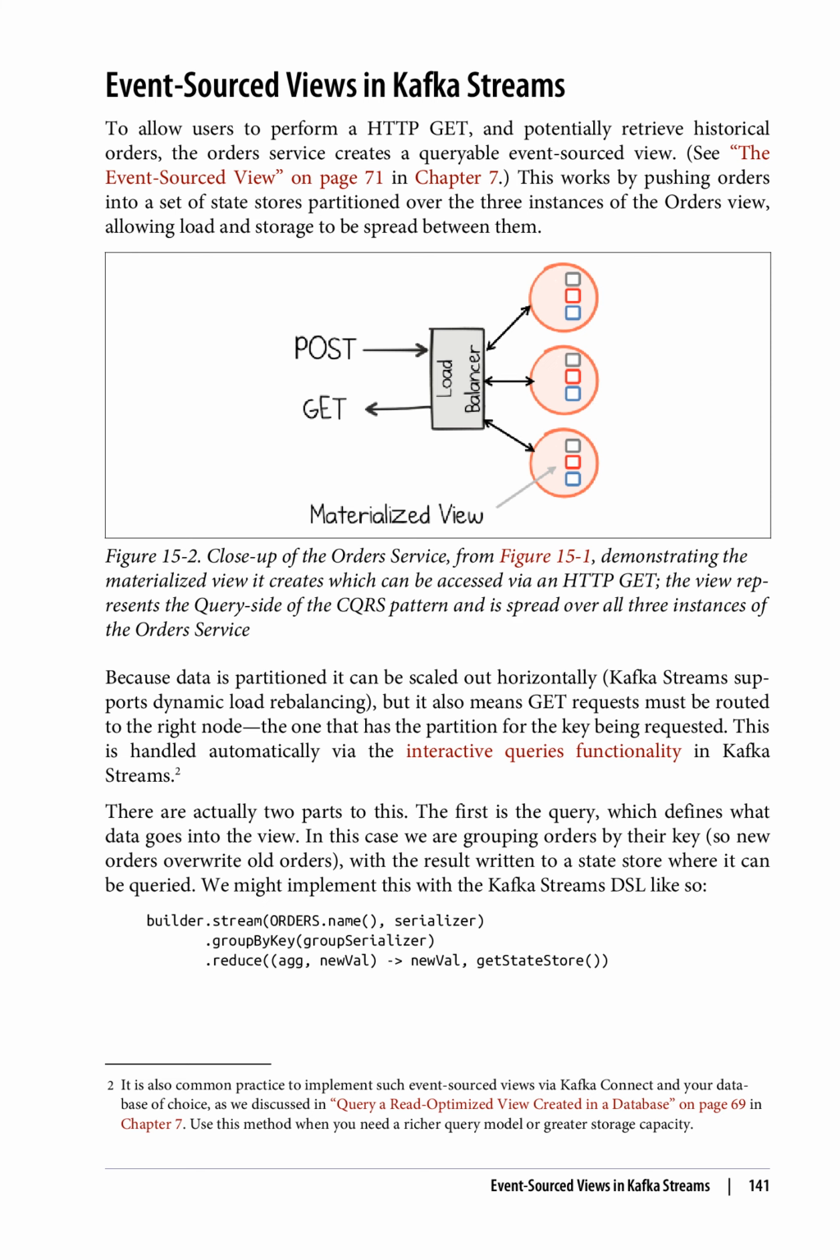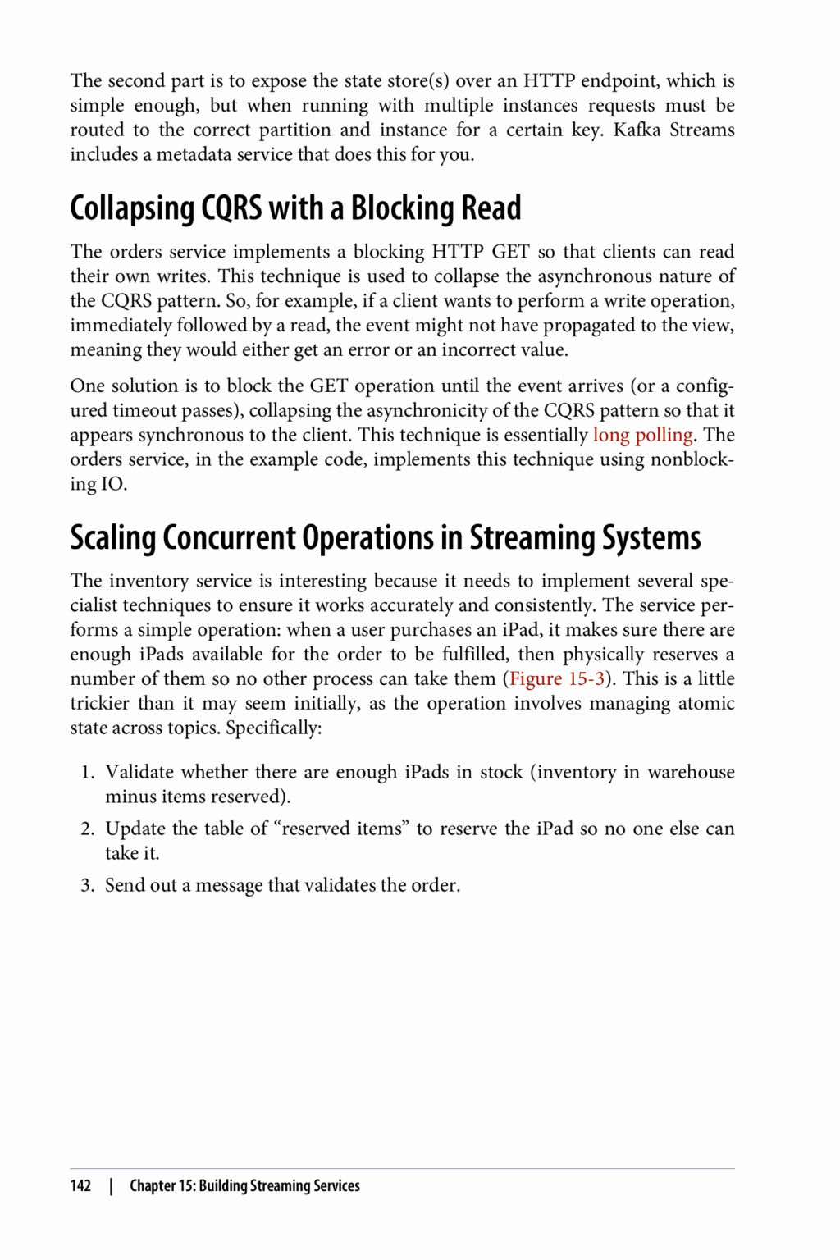There are actually 2 parts to this. The first is the query, which defines what data goes into the view. In this case, we are grouping orders by their key, so new orders override old orders, with the result written to a state store where it can be queried. We might implement this with the Kafka Streams DSL like so. The second part is to expose the state stores over an HTTP endpoint, which is simple enough, but when running with multiple instances, requests must be routed to the correct partition and instance for a certain key. Kafka Streams includes a metadata service that does this for you.